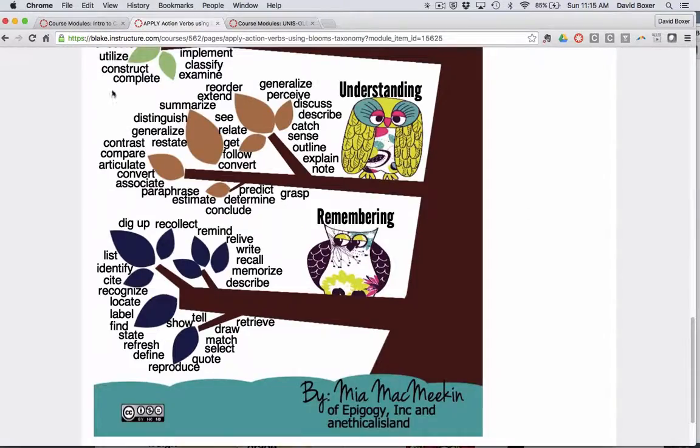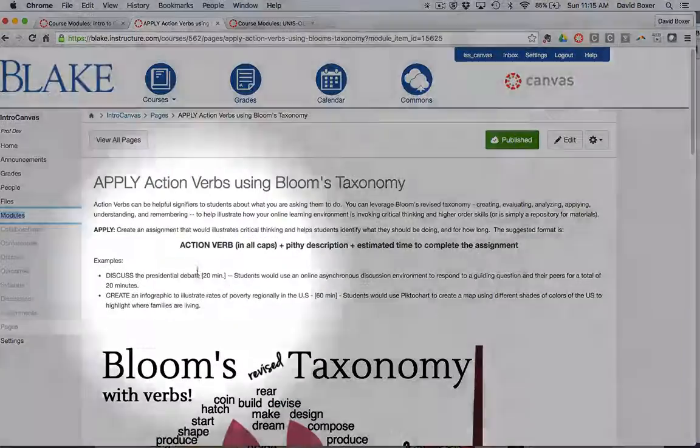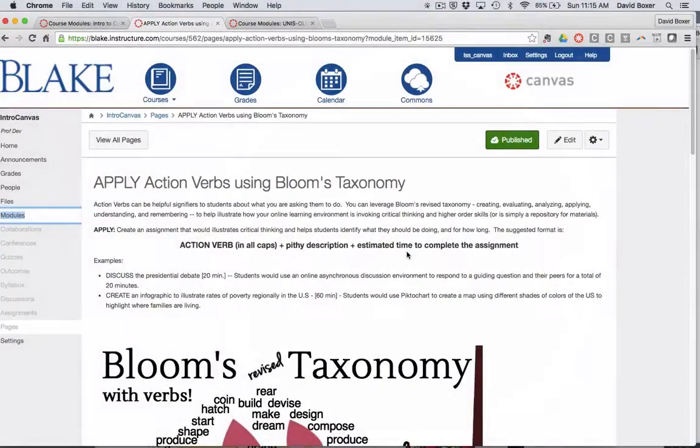So this model of action verb plus a description plus the estimated time to complete the assignment can be a really helpful way for your students to understand what you're asking them to do and how long it might take them to do it.